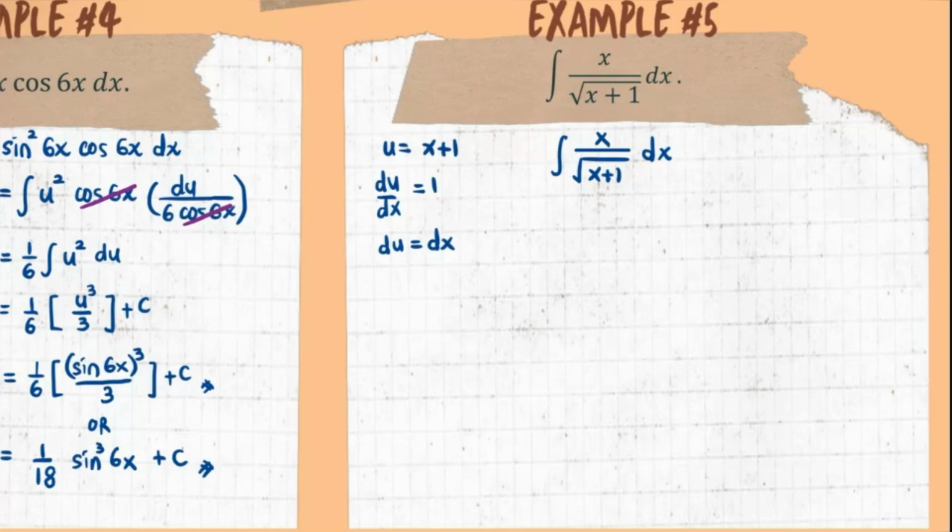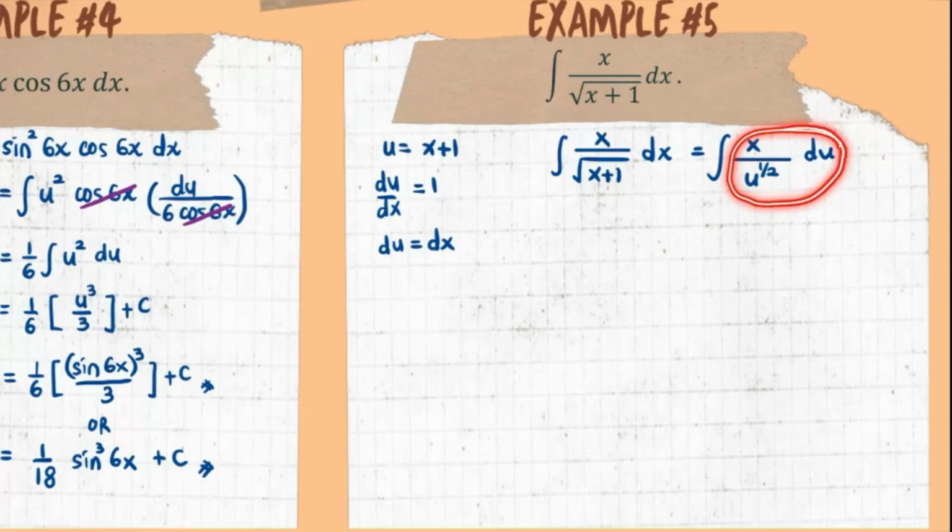So perhatikan dekat sini. Kita masih lagi ada x over u to the power of half dan dx tadi adalah du. Alamak, kita tak cancel x pun. Masih lagi ada x. Boleh tak kita teruskan? Tak boleh. Sebab kita akan terus integrate apabila semua function ini ditulis in terms of u.